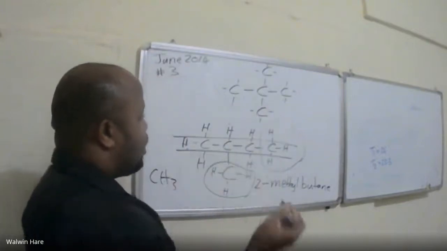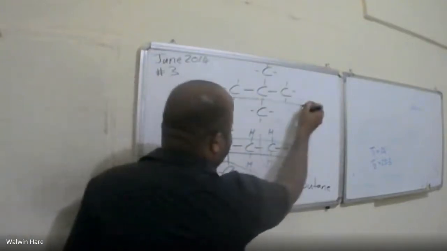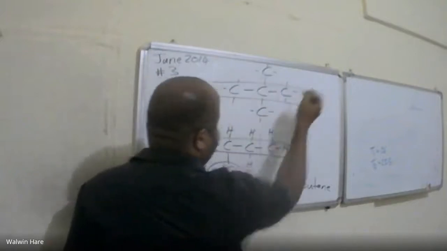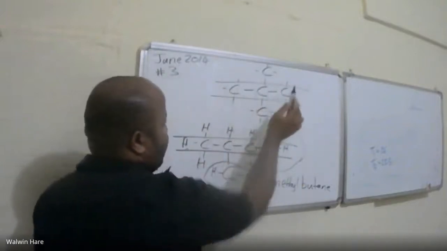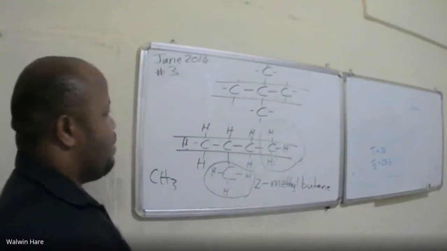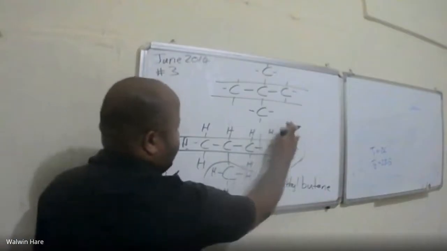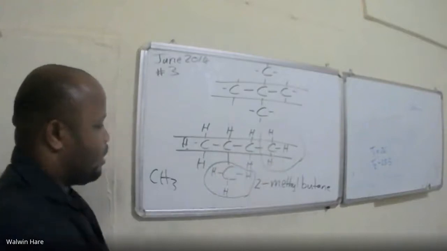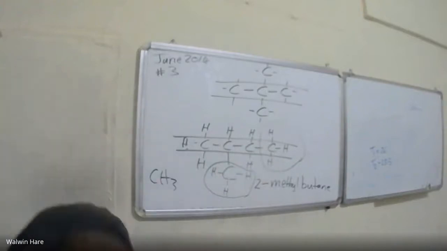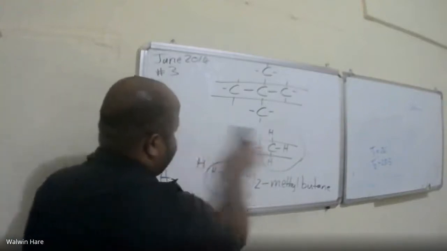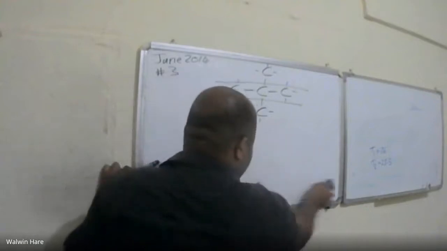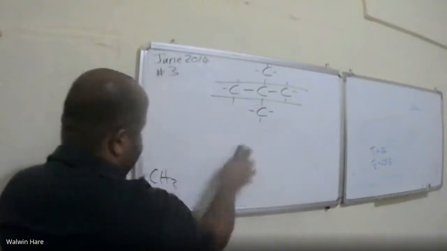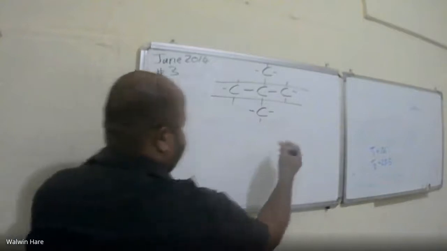So 3 carbons are in our main chain, right? So 1, 2, 3 carbons. What would be the name of that alkane? It is 3 carbons. Propane. All right. Can I erase this one? Yes, sir. So it's propane.